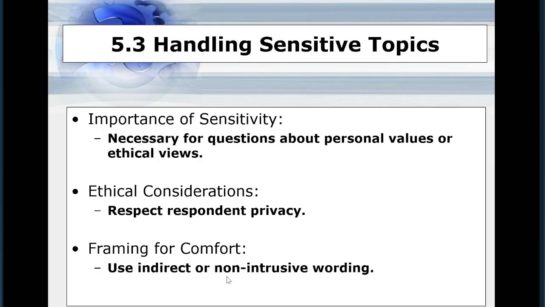Ethical considerations include maintaining respondent privacy, assuring confidentiality, and framing questions to avoid intrusive language. For example, instead of directly asking, "Do you always recycle?" How can we replace that direct question? An indirect question might be, "How common is recycling in your household?" This approach helps respondents answer more openly.